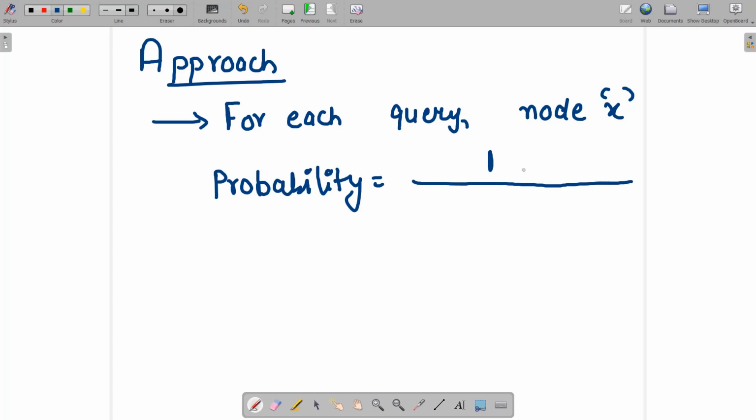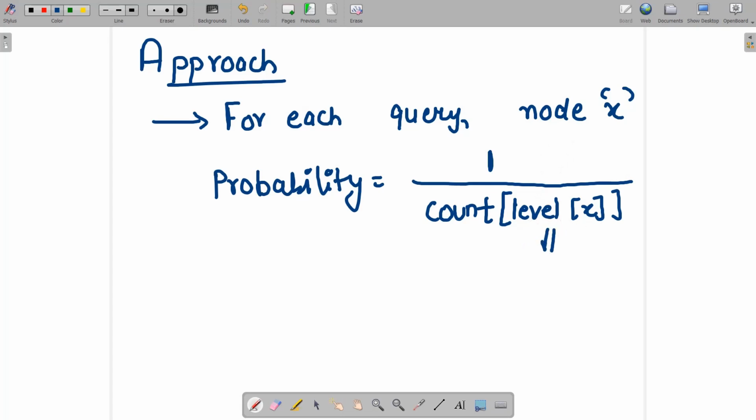And what is going to be the value present in the denominator? Okay, so the denominator is going to be, let's say, I'm just writing down, count of level of x. Okay, so let me find out this level of x. So your answer is going to be 1 divided by the count of the number of nodes present on the level of x.